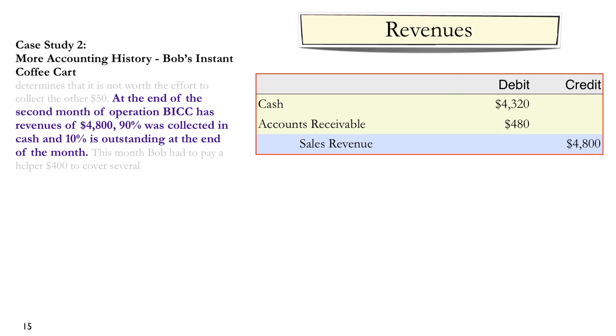We now have another transaction related to revenues. We dealt with this type of transaction during the first month of operations, and so we can follow a similar pattern. Total revenues $4,800, 90% collected in cash, 10% are accounts receivable and are outstanding at the end of the month. The journal entry here is a debit to cash for 90% of the total revenues, $4,320. Accounts receivable get debited for $480, and the credit to sales revenue, $4,800.